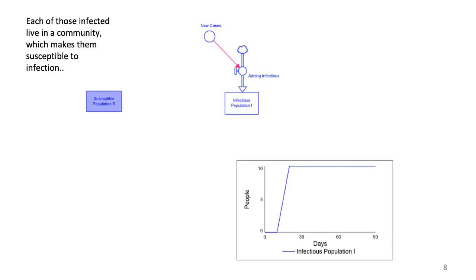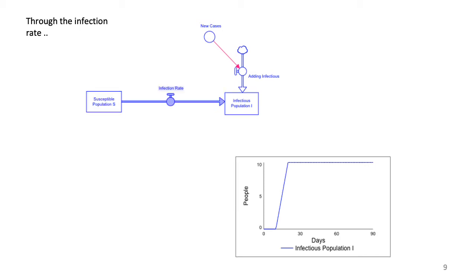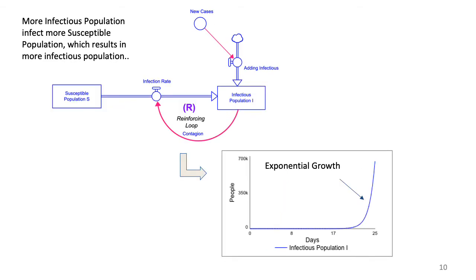Each of those infected live in a community, which makes the community susceptible to infection. Nothing will happen if they stay in isolation, though. Therefore, you see the number on the chart remains constant at a value of 10. Once they start mixing with others, as you can see through the pipe connection from the susceptible population stock on the left to the infectious population on the right, something will happen. What is it? You're right. Infection will start.